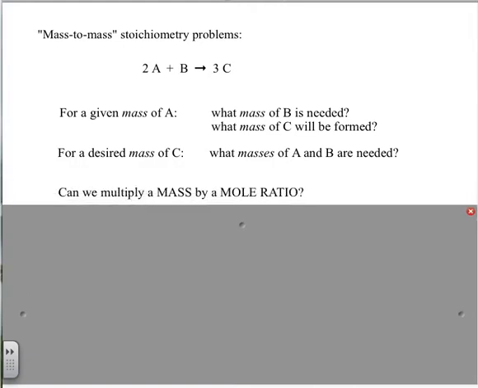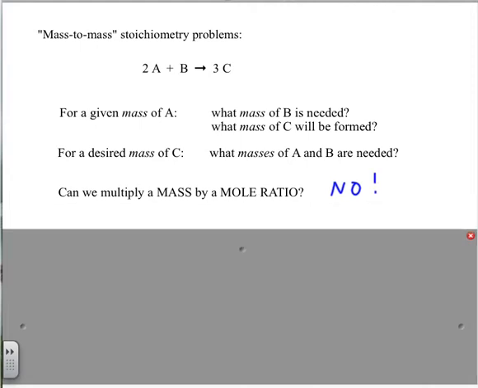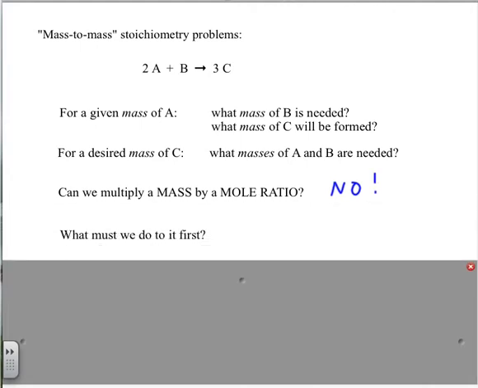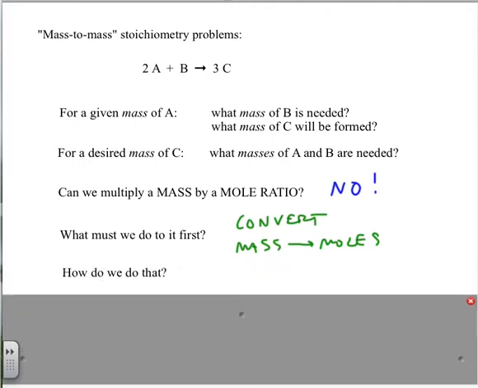Well, if I give you the mass of a component in grams, can you multiply that directly by a mole ratio? No, of course not, because grams and moles don't cancel. What do you think you have to do to that mass first before you can multiply it by a mole ratio? Sure, you have to convert from mass to moles. How do we do that? Well, you know the conversion factor for converting between grams and moles is the molar mass.